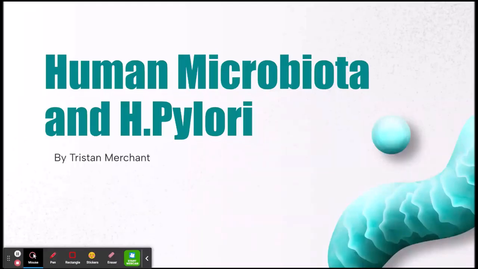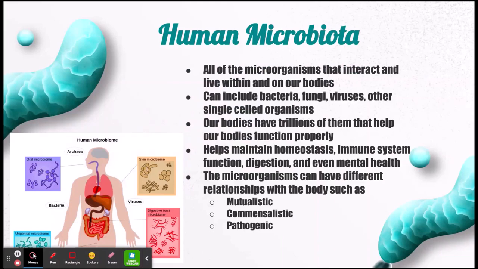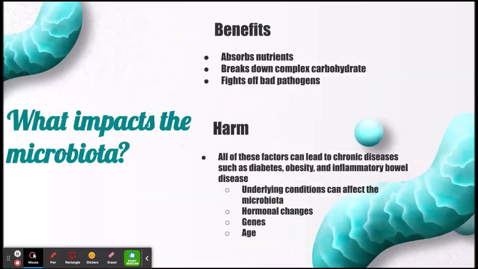This presentation is on the human microbiota and Helicobacter pylori. The human microbiota is all of the microorganisms that interact and live within our bodies. This can include bacteria, fungi, viruses, and other single-celled organisms. Our bodies have trillions of them that help our bodies function properly by maintaining homeostasis, immune system function, digestion, and even mental health. The microorganisms can have different relationships with the body, such as mutualistic, commensalistic, and pathogenic.